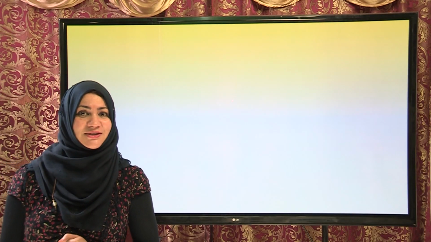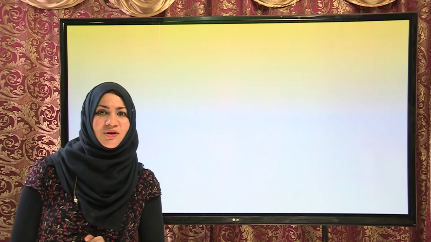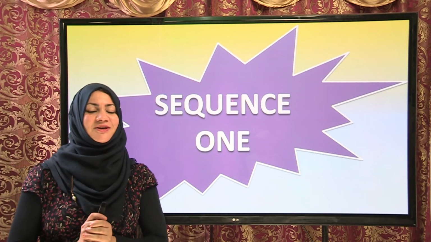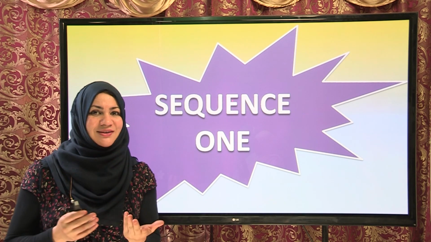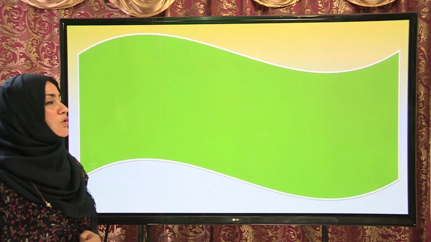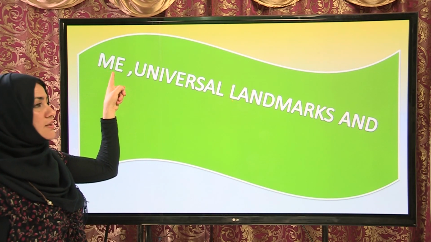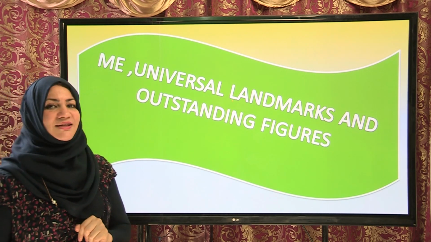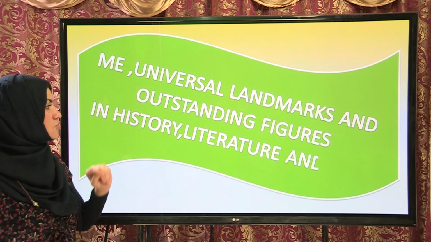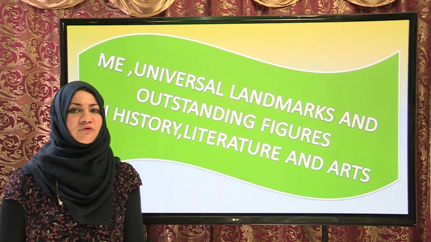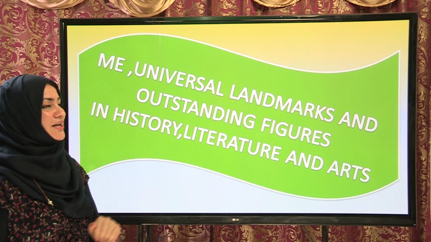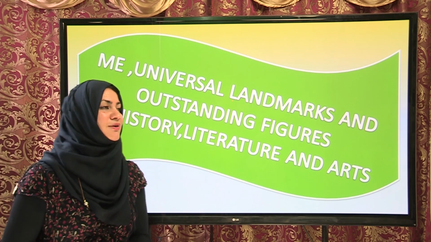My fourth year students, today we are going to move to the second point of our first sequence, sequence 1. Let's remember together the title of sequence 1. It was about what? Universal landmarks and outstanding figures in history, literature, and arts. Of course, this is our previous lesson that we have done last time. This is considered as a second part.